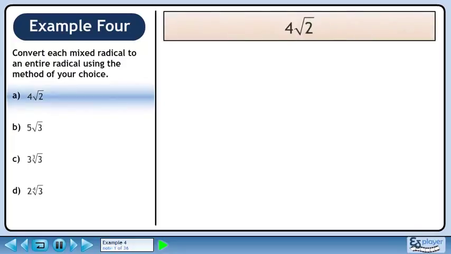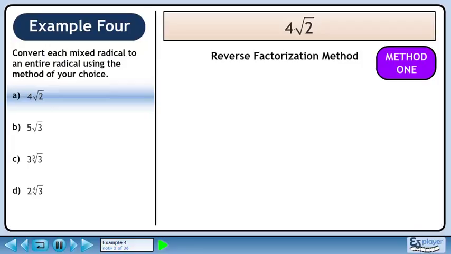In this example, convert each mixed radical to an entire radical using the method of your choice. In part A, we'll convert 4 root 2 to an entire radical. Start with the reverse factorization method.